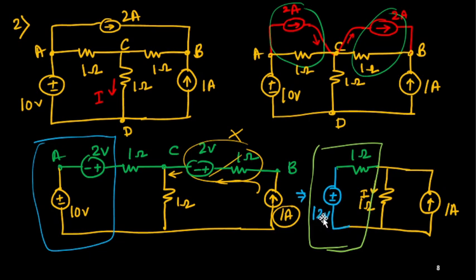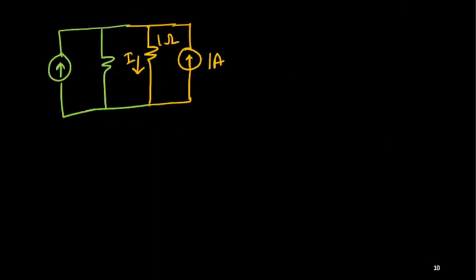12 volt is the voltage, resistance is 1. So 12 by 1 is 12 ampere, and 1 ohm is the resistance. So current is 12 ampere. So this is your 12 ampere and this is your 1 ohm.